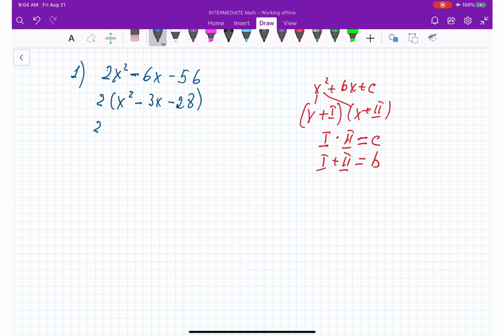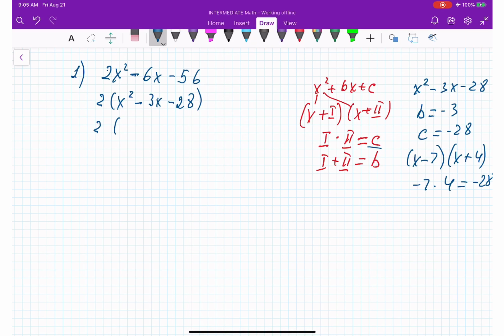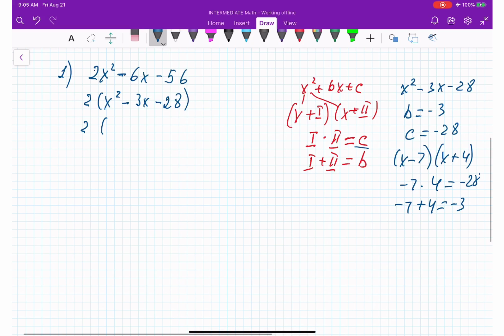Now, for this one, x squared minus 3x minus 28, my B is equal negative 3, my C is equal negative 28, which means I'm going to get two numbers that multiplication will give me negative 28, addition will give me negative 3. It's going to be x minus 7 times x plus 4. Let's see. Negative 7 times 4 is equal negative 28. Okay, I got this one. And negative 7 plus 4 is going to give me negative 3. So we get here x minus 7, x plus 4. Okay, and we are done.